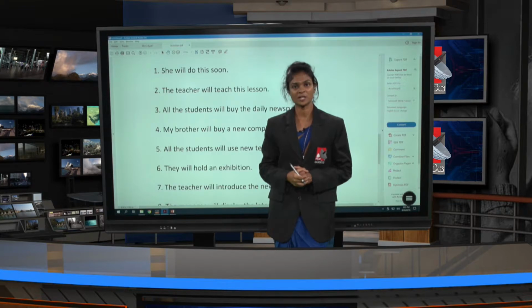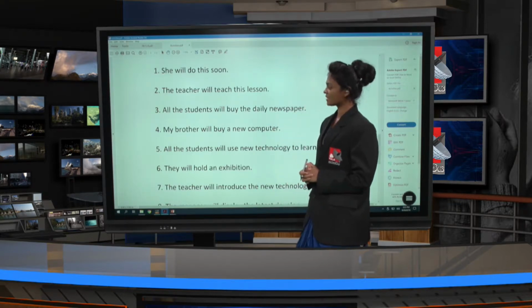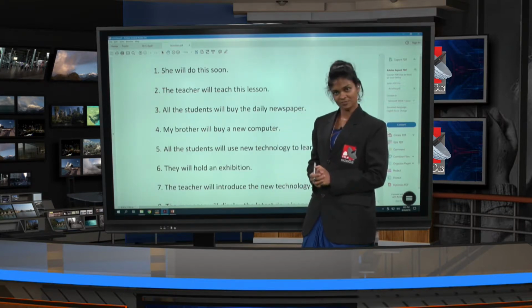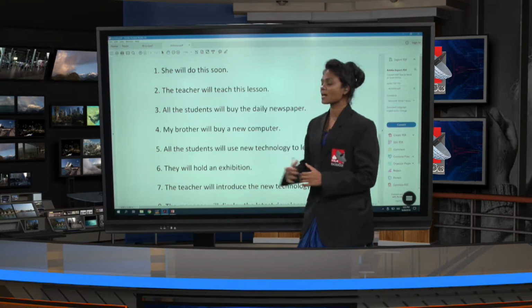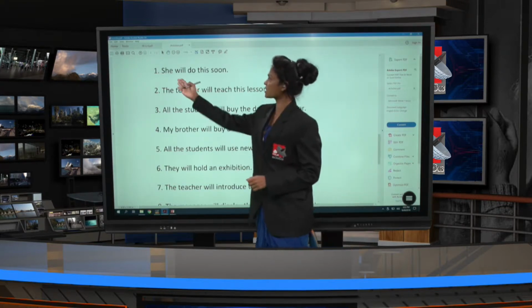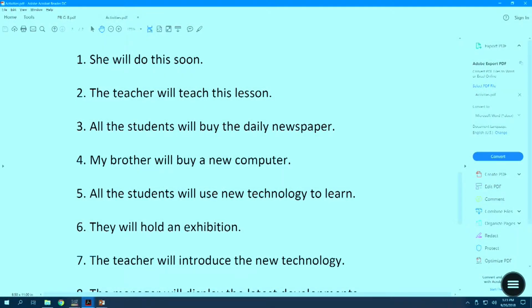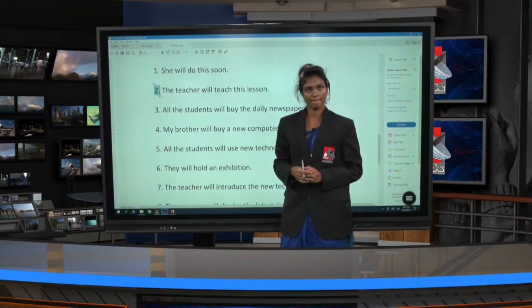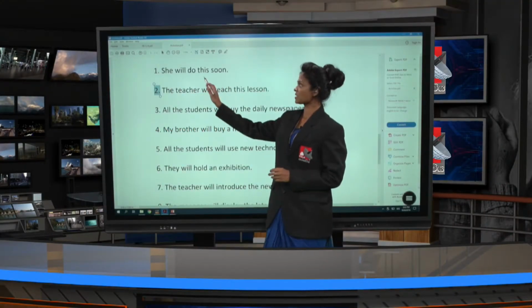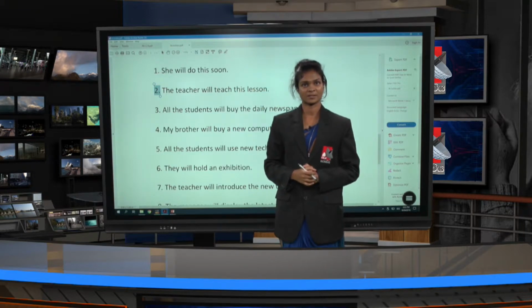What you have to do is turn these sentences into passive voice, right? All these sentences are in active voice. Why? Because you can see the doer, the subject or the agent, appears at the front. See? Look at the first one. She will do this soon. Here, this is the subject. Will do becomes the verb, and this is the object.